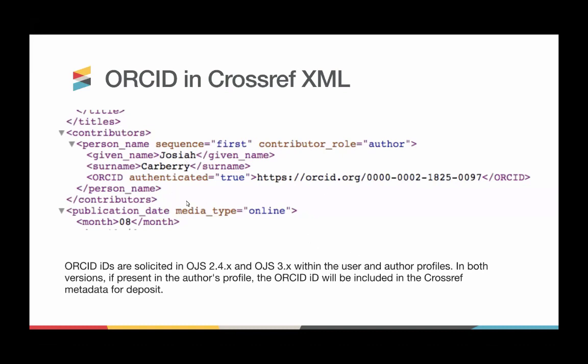The picture on screen is exactly how the ORCID ID appears in the Crossref metadata. So it's in this contributor section where we collect the author information related to a paper. Very simple. You can see that in this instance, this is the first author. I've got their first or given name and their surname, and then the ORCID ID presented as the full link. So not just the number, the full ORCID link. If you're using Open Journal Systems, chances are that you'll never see the ORCID ID, but it will be automatically collected and sent to Crossref if you're using that particular piece of information.